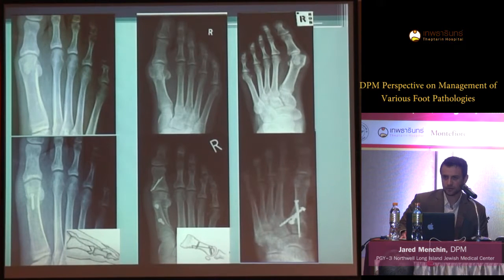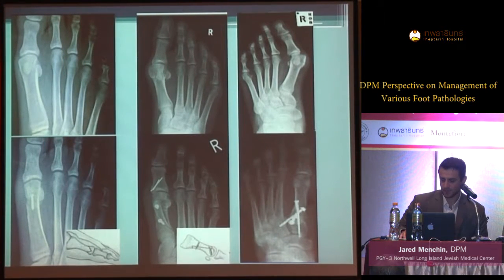Now in the general population of people, the healthy immunocompetent patients, they'll often get this done cosmetically because they don't like the way it looks. Maybe they're getting some irritation in their shoes. But for a diabetic, what you're doing by treating something like this is you're preventing an ulcer, cellulitis, osteomyelitis, ultimately amputation, and who knows what else.